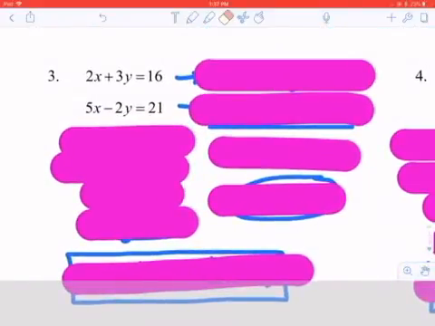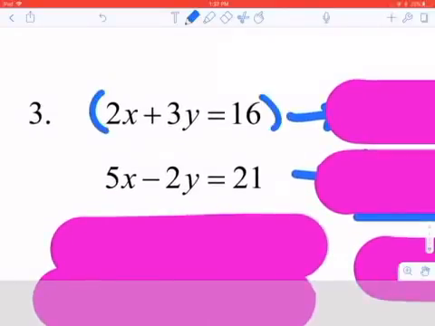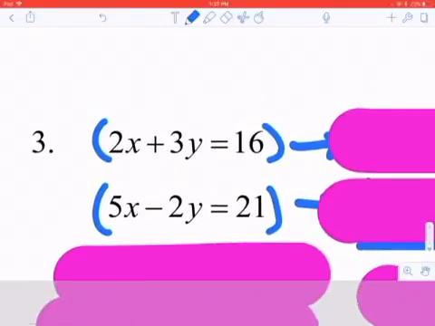Example 3 is getting a little more complicated. I can't multiply just by one number, because we can't multiply 2 by anything to make it the opposite of 5, or vice versa, and we can't multiply 3 by something to make it the opposite of negative 2, or vice versa. So we've got to multiply by two things. We've got to multiply both equations. Since 3y and negative 2y are already opposite signs, I decided to use these variables. And I decided to make our y's have a coefficient of 6 and negative 6.